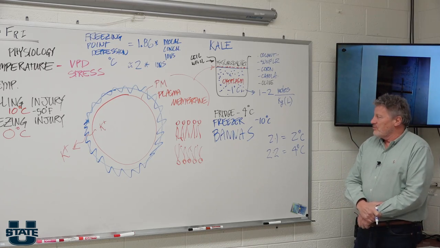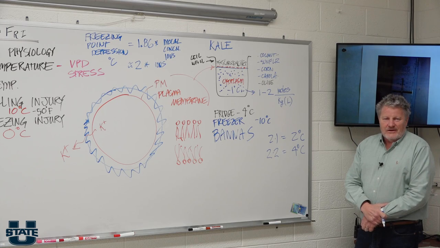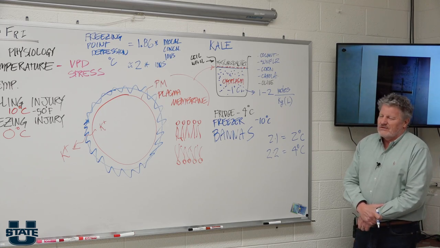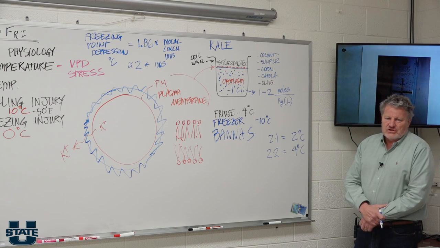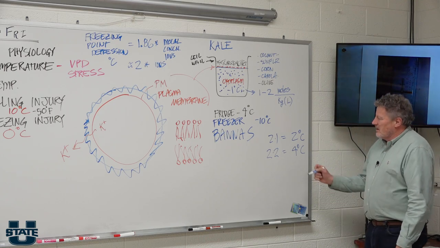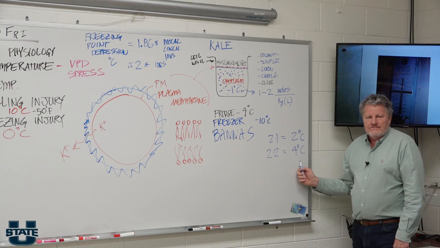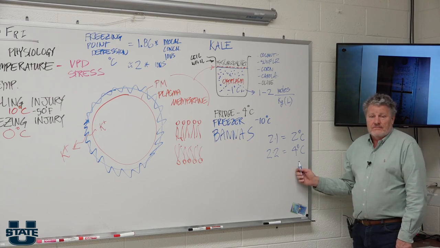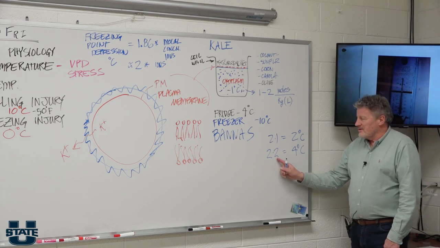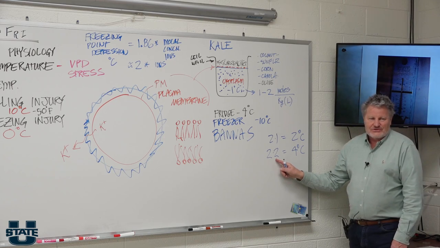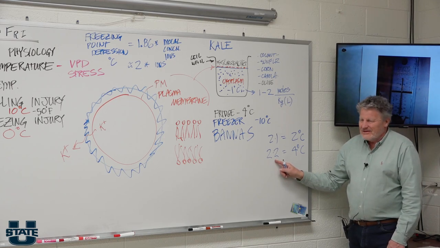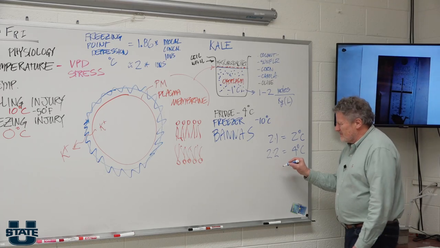How far below freezing do you think kale can get? It's way below. Kale can probably go down to minus 10 Celsius below freezing and still stay alive. Do you think it's loaded with salts? Turns out it's not. 2 is about as good as we can get for salts. Maybe a really, really salty one, maybe.